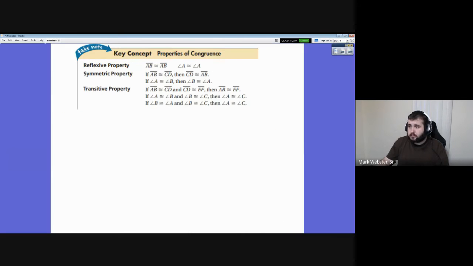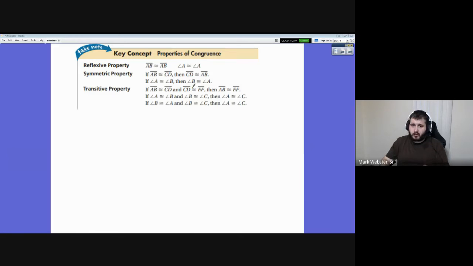All right, now, same idea, properties of congruence. So equal signs talk about actual quantities. Congruence, we're talking about the, like, the shape of it.